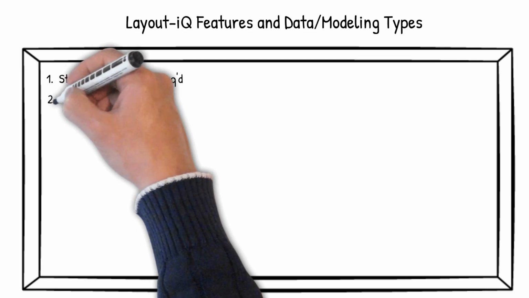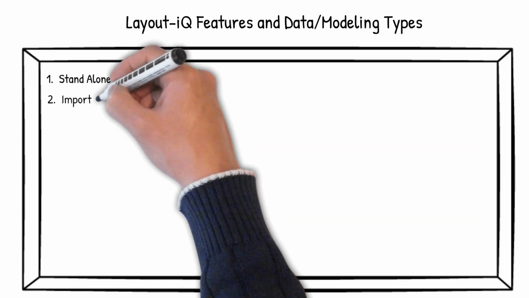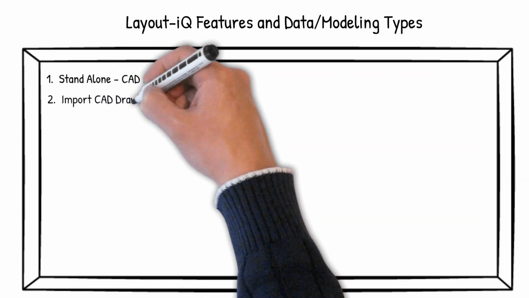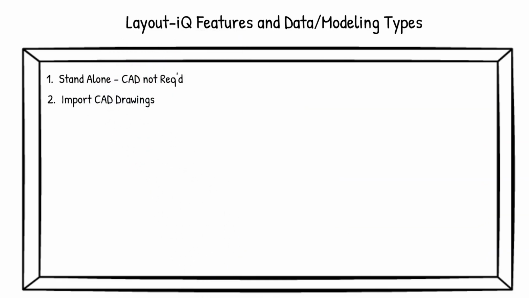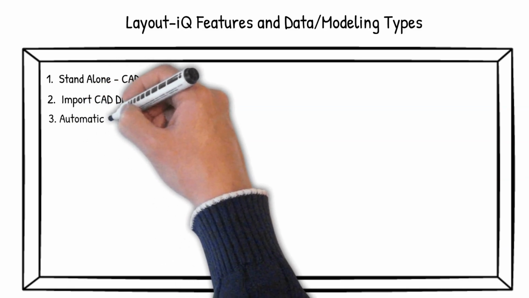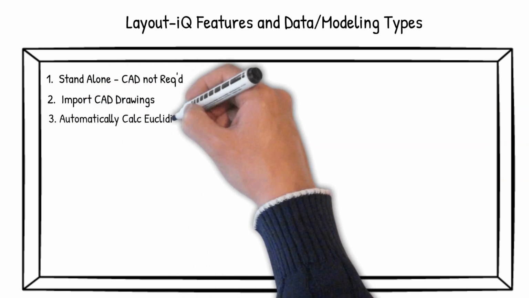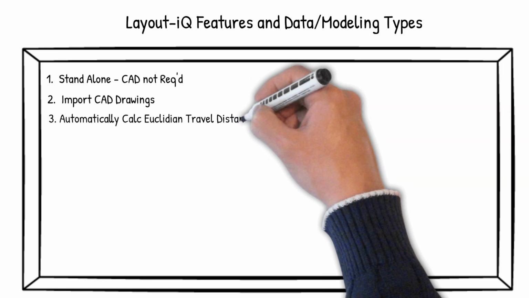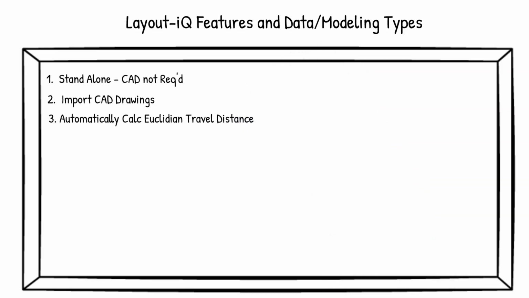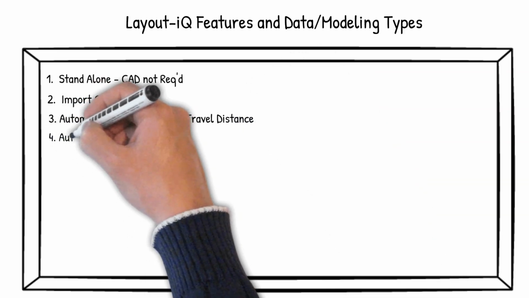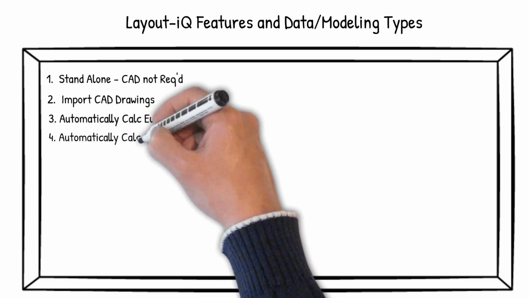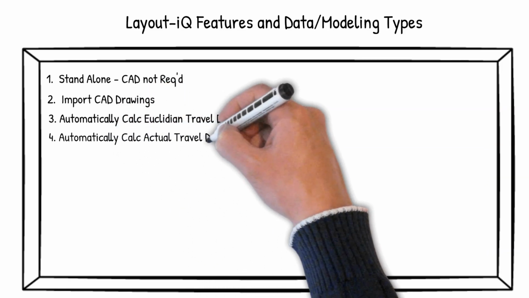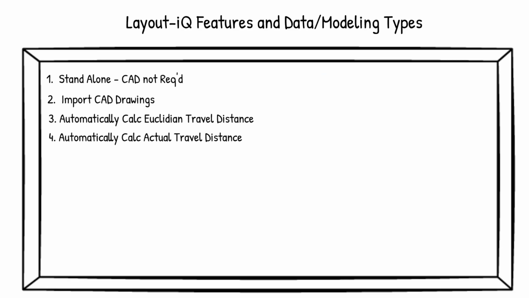Number 2. Layout IQ can import third-party CAD drawings if one is available. This allows the analyst to benefit from CAD without having to be a CAD user. Number 3. Layout IQ calculates the Euclidean travel distance, which is the shortest possible distance between 2 points. Number 4. Layout IQ calculates the actual path travel distance, which includes travel down aisles and through doors.